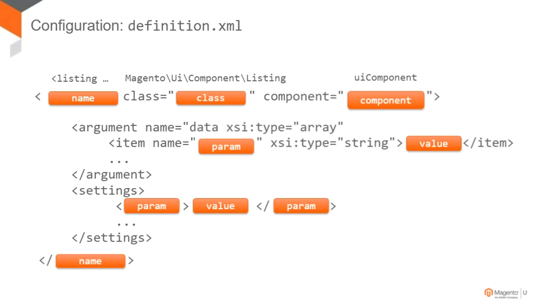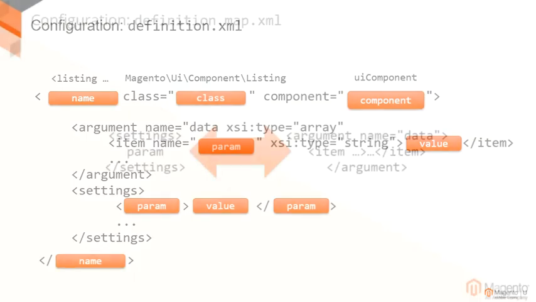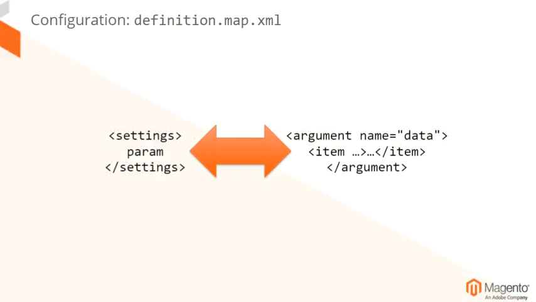For simplicity's sake, we will skip the subtle underlying details of how they work, and just state that both will end up with a config value for a component. There is another file, definition.map.xml. It contains mapping from the old syntax based on an argument node to a new syntax based on settings, which is more straightforward.